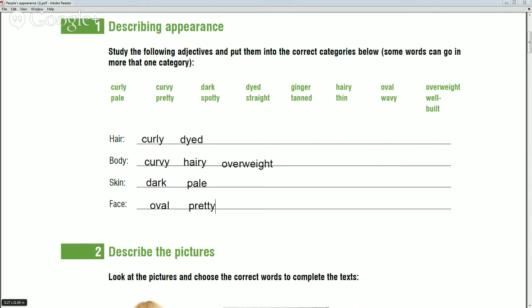Yes. I would say that. Yeah, beautiful. This is what I think of. When I think of somebody who is pretty, I think of somebody who's a little bit more innocent. Maybe a pretty girl. Maybe your daughter is pretty.